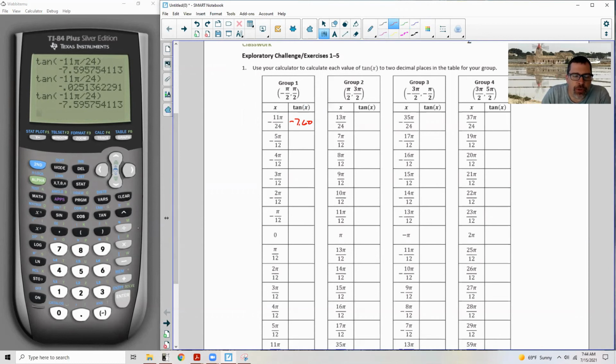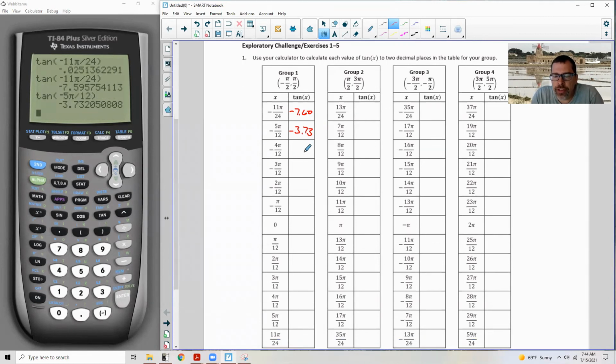All right. And we're just going to keep doing that. So I'll do one more and then I'll just fill it in. All right, so then I do the tan of negative 5 pi divided by 12. Enter. And I get negative 3.73. Okay, and we're just going to keep doing that. I'm not going to spend time sitting here doing this, but I'll give the answers after so you can check.